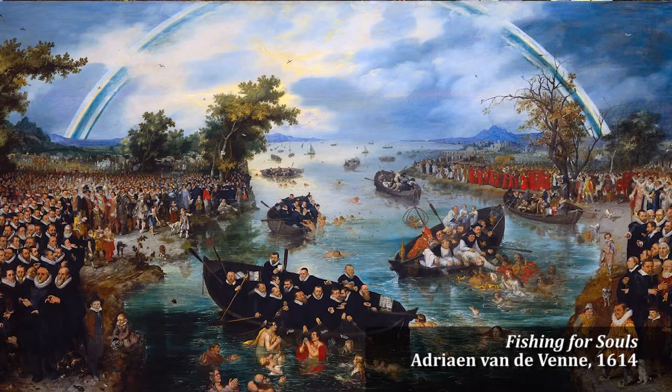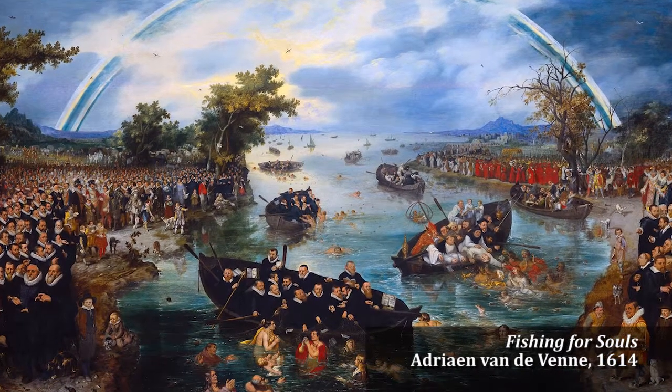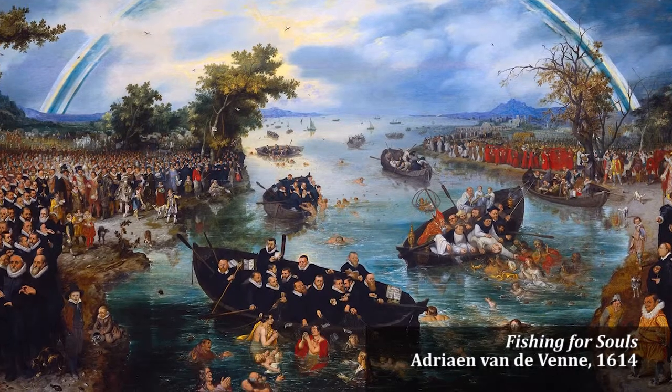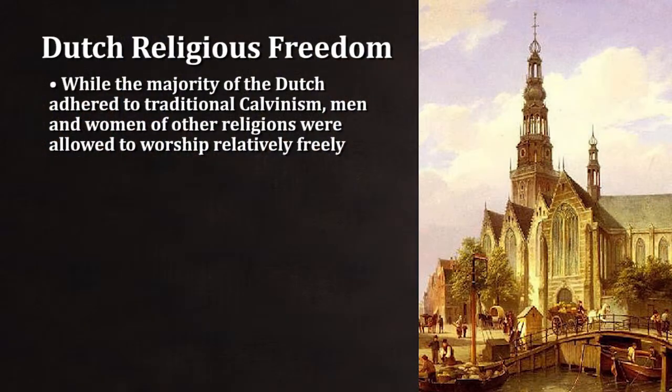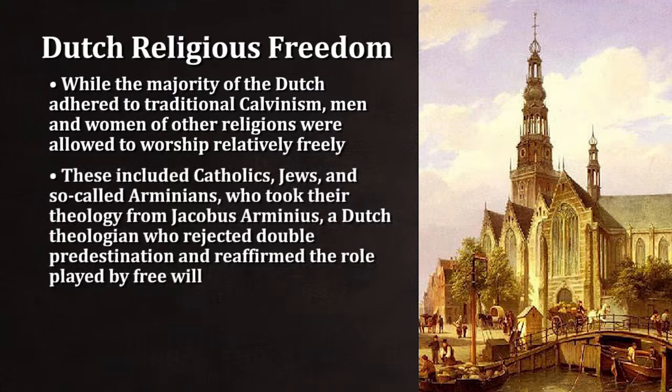As is so often the case when people are free economically, other freedoms follow. In Holland's case, those freedoms included a degree of religious liberty that was found nowhere else in Europe. Thus, while the majority of the Dutch adhered to traditional Calvinism, men and women of other religions were allowed to worship relatively freely. Now, these included Catholics, Jews, and so-called Arminians, who took their theology from Jacobus Arminius, a Dutch theologian who rejected double predestination and reaffirmed the role played by free will in the affairs of man.